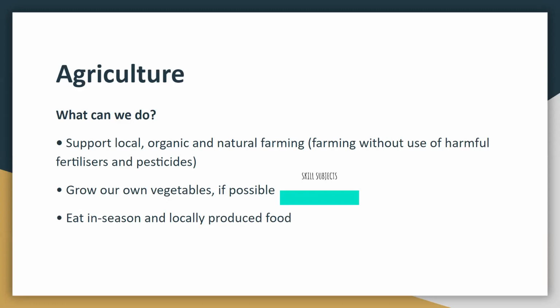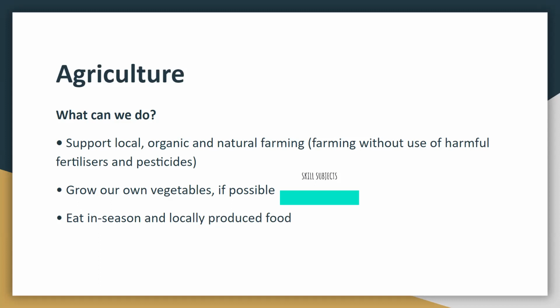One is to support local, organic, and natural farming. Natural farming is farming without the use of harmful pesticides and fertilizers. See, these harmful pesticides and fertilizers are not even good for us. Now, farmers many a times use a lot of it on their crop so that the crop doesn't get damaged, as in it is not spoiled by the pest. But what happens if we consume it? It is going to lead to diseases in us as well. So it is important that we support local farmers, organic farming, as well as natural farming.